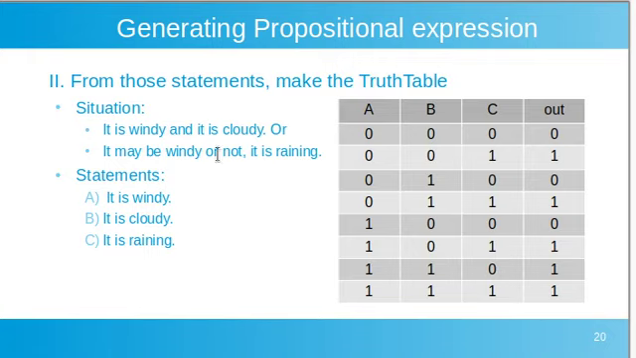It may be windy or not, it is raining. It is a simple sentence where we can see that if this statement is true, then the output will be true. So where it is raining, it is true. So in case of C is 1, we can see that the output is 1. Now when it is windy and it is cloudy, this is also bad weather. So when both of these are true, whether raining is true or false, the output will be 1. So here we can see that C is 0, but A and B both are 1, so the output is 1, and in the rest of the places we will put 0. So these are the outputs of this situation. So this is the truth table we get from these statements.